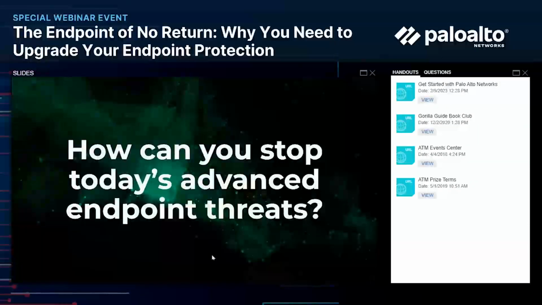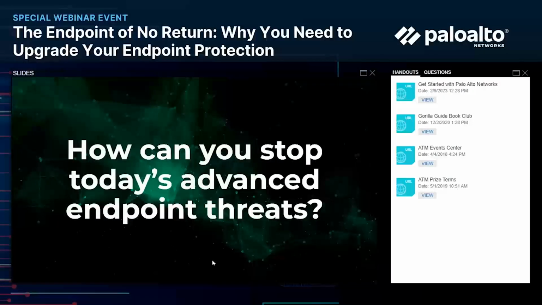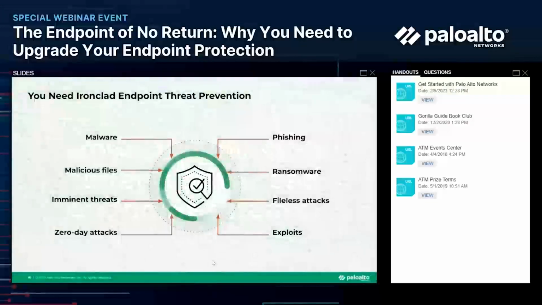So how can you stop today's advanced endpoint threats? You really need ironclad endpoint threat prevention. So antivirus is no longer enough. We just went over the limitations there. But also adding another layer of security tools to your current arsenal is not the answer either. You need a great modern threat prevention solution that is proven to block the most sophisticated attacks on endpoints.